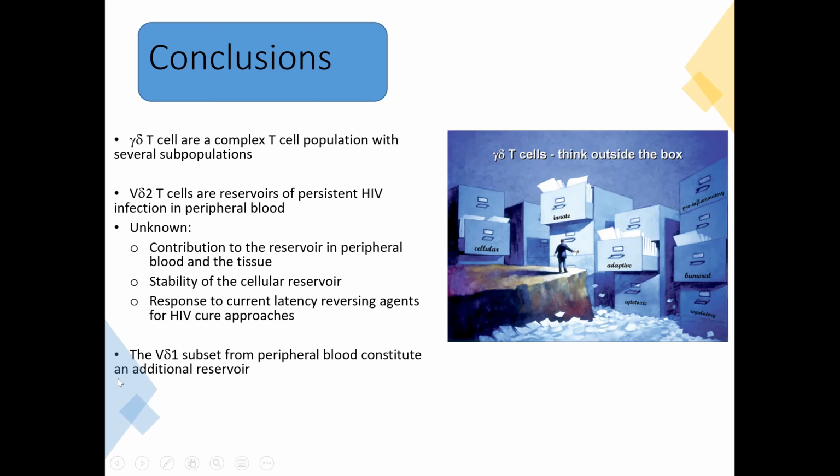And finally, we don't know whether the VD1 subset from peripheral blood constitutes an additional reservoir. There's some preliminary data from Stephen Dix at UCLA showing some infection of gamma delta T cells in the gut, but they didn't really separate between subsets. So we may assume that that's the VD1, but we need to confirm that.